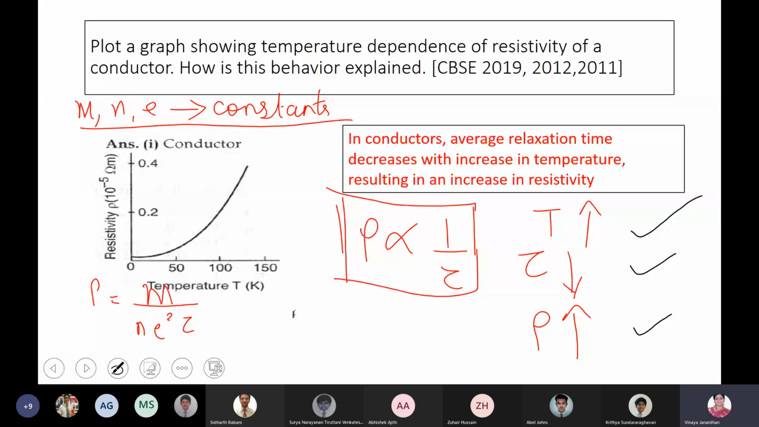Graph is important, boys. For semiconductors, the resistivity will decrease with temperature. For conductors, it will increase with temperature. So y-axis resistivity, x-axis temperature.